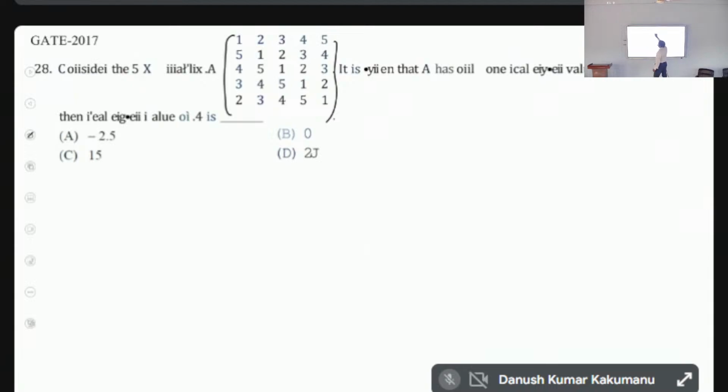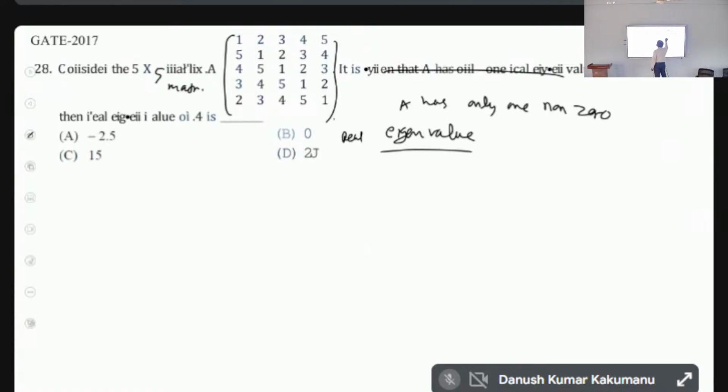It is given: consider a 5 by 5 matrix. It is given that A has only one non-zero real eigenvalue. Only one non-zero real eigenvalue. What is that real eigenvalue it is asking? Only one non-zero real eigenvalue. Anybody answer? A has only one non-zero real eigenvalue.